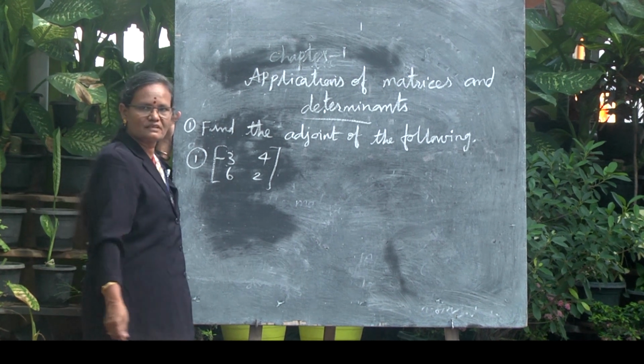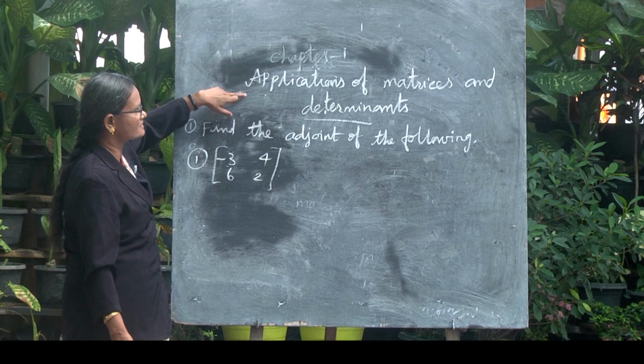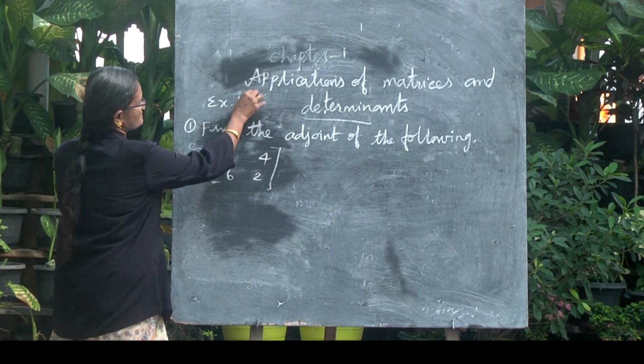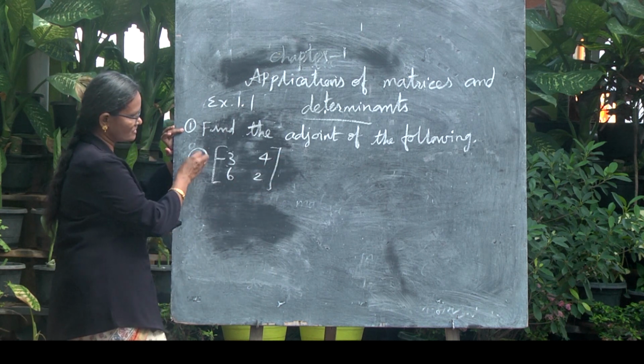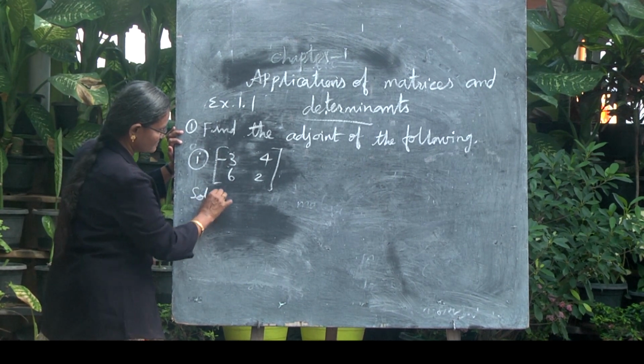This is General Mathematics, Class 12, Chapter 1, Applications of Matrices and Determinants, Exercise 1.1. Question number 1, find the adjoint of the following. Subdivision 1. Here one matrix is given. Solution.